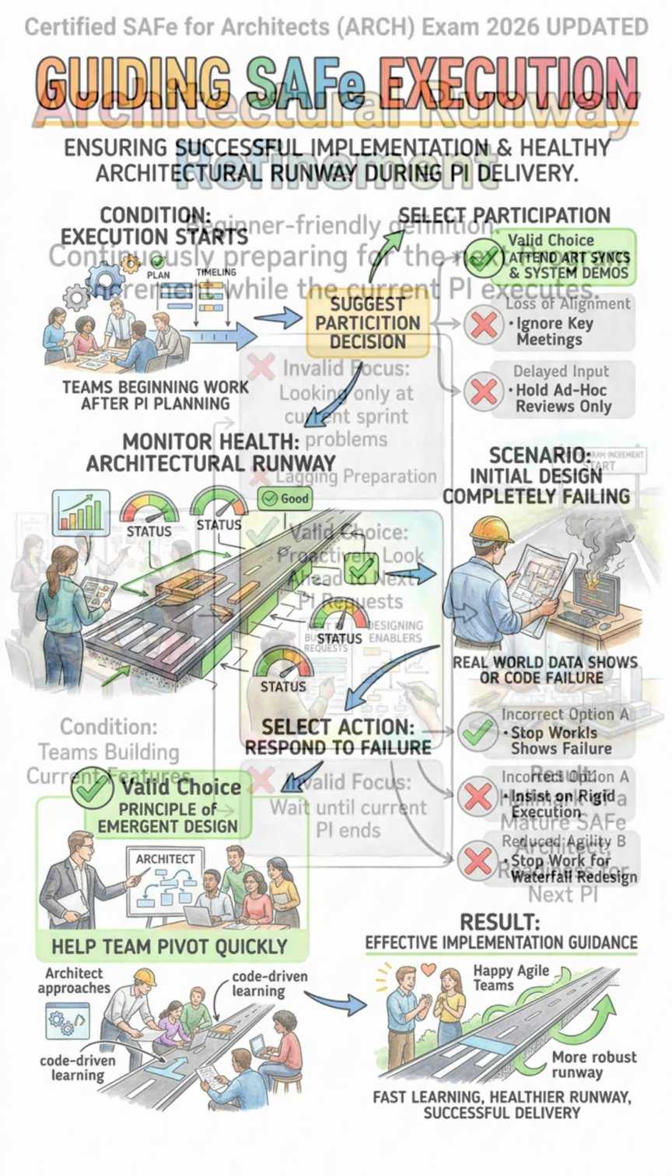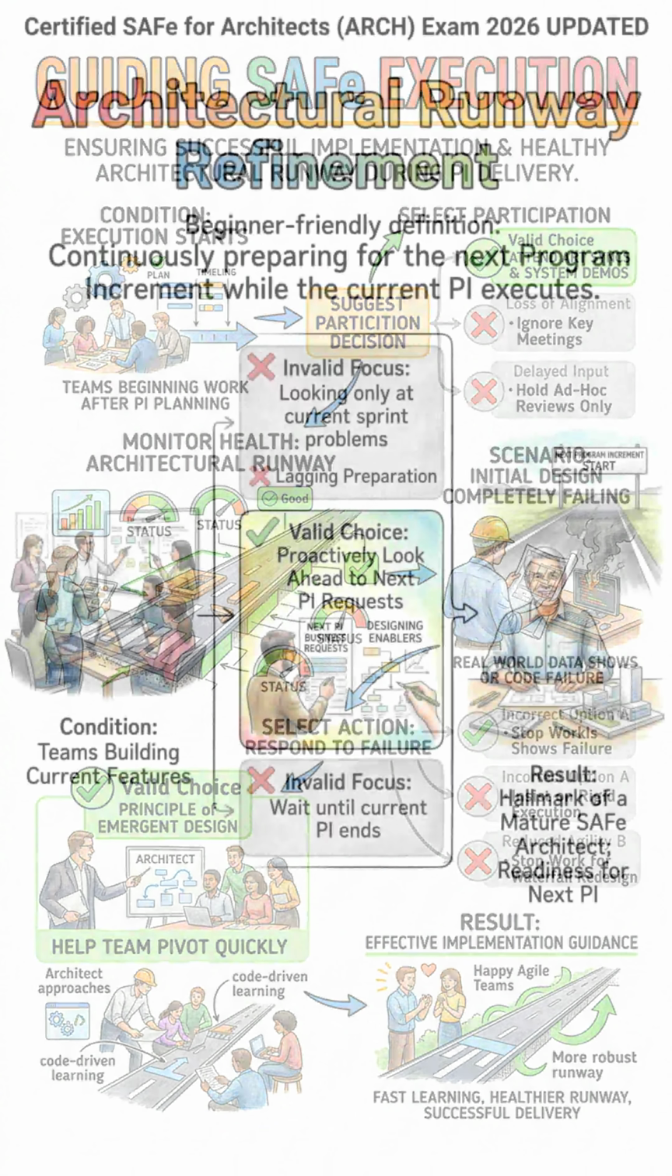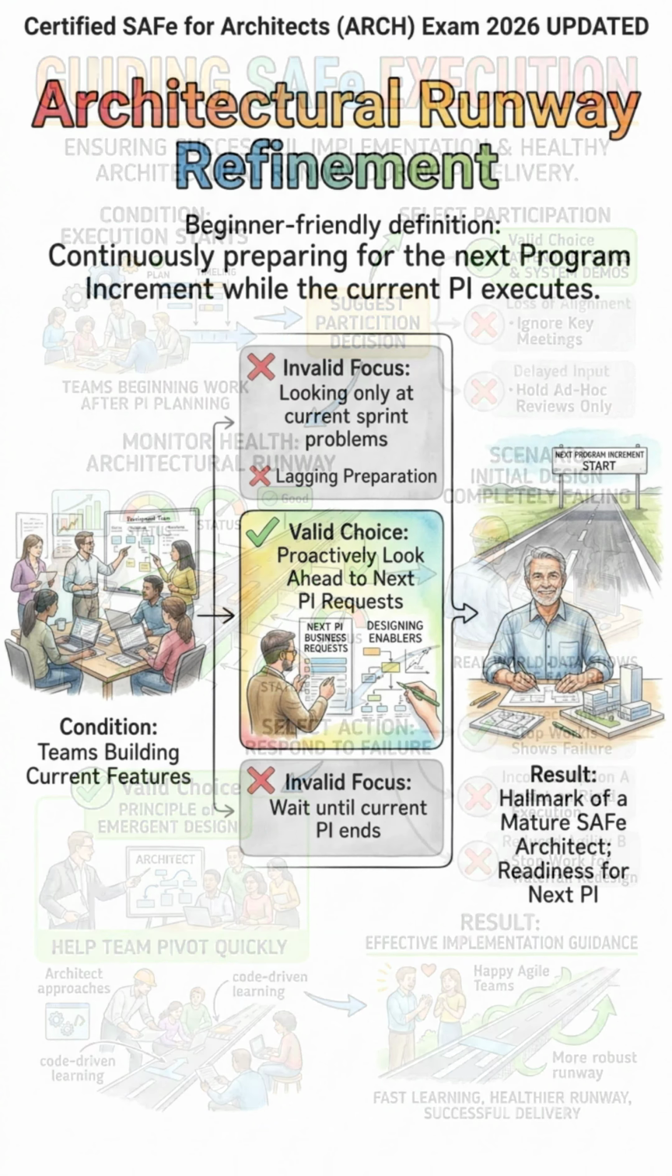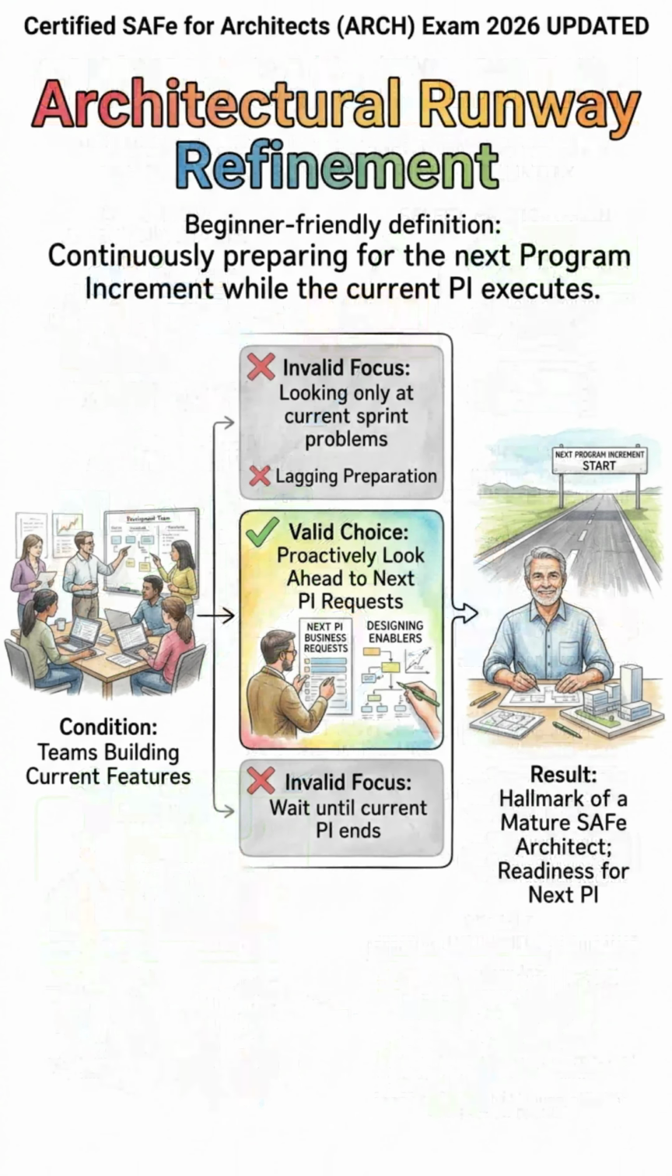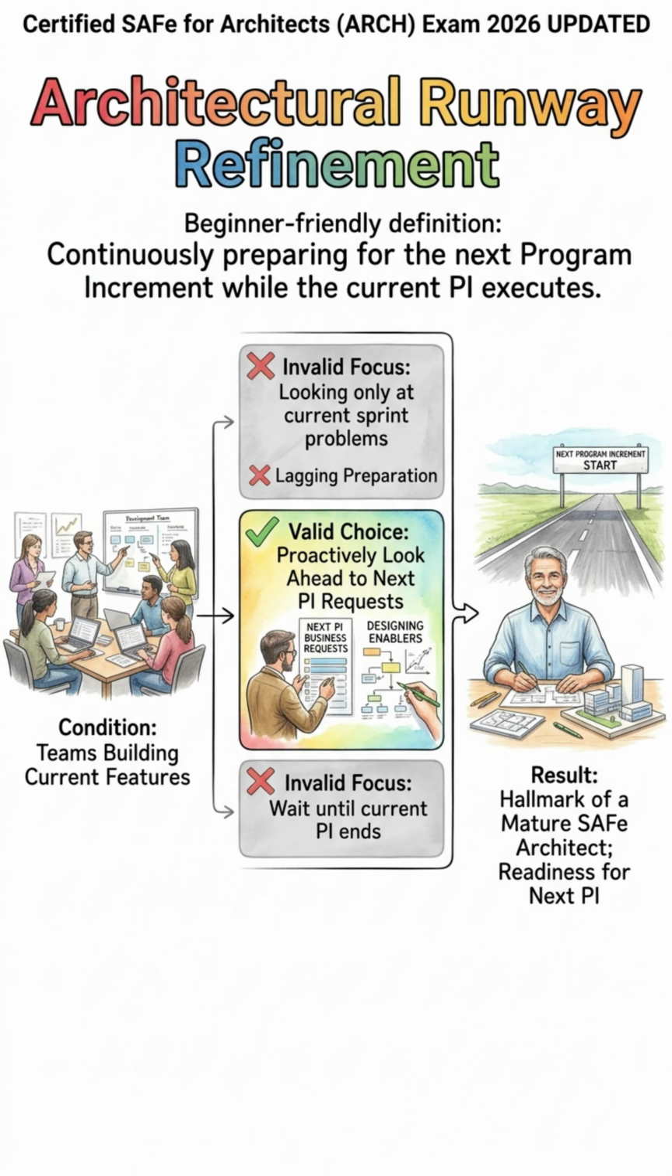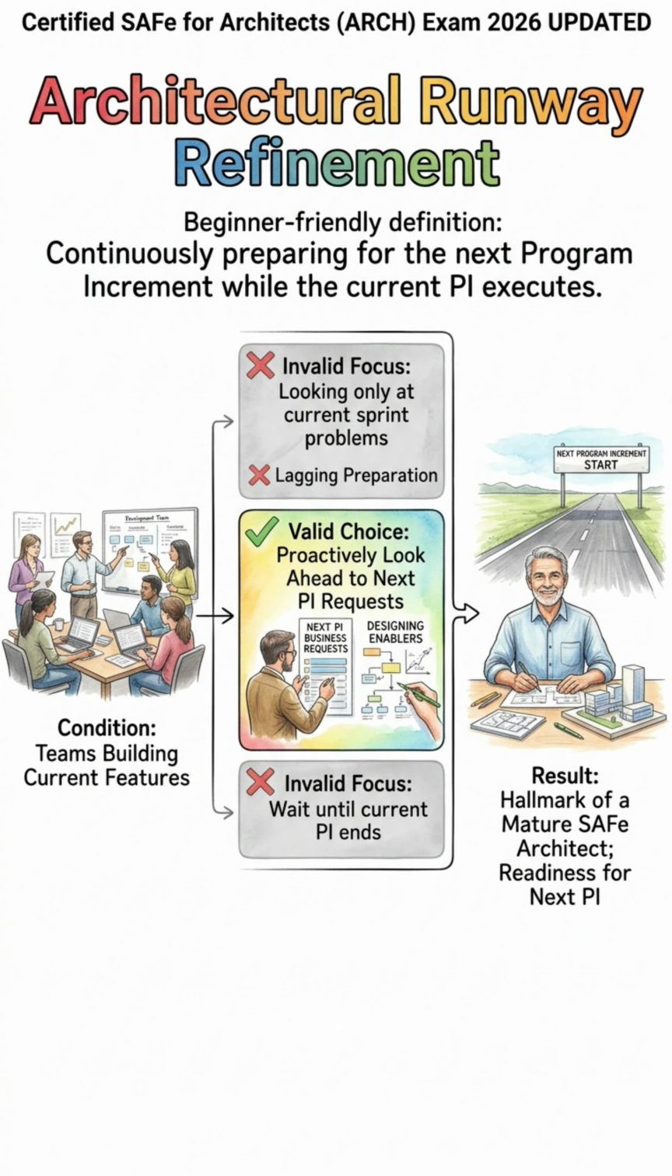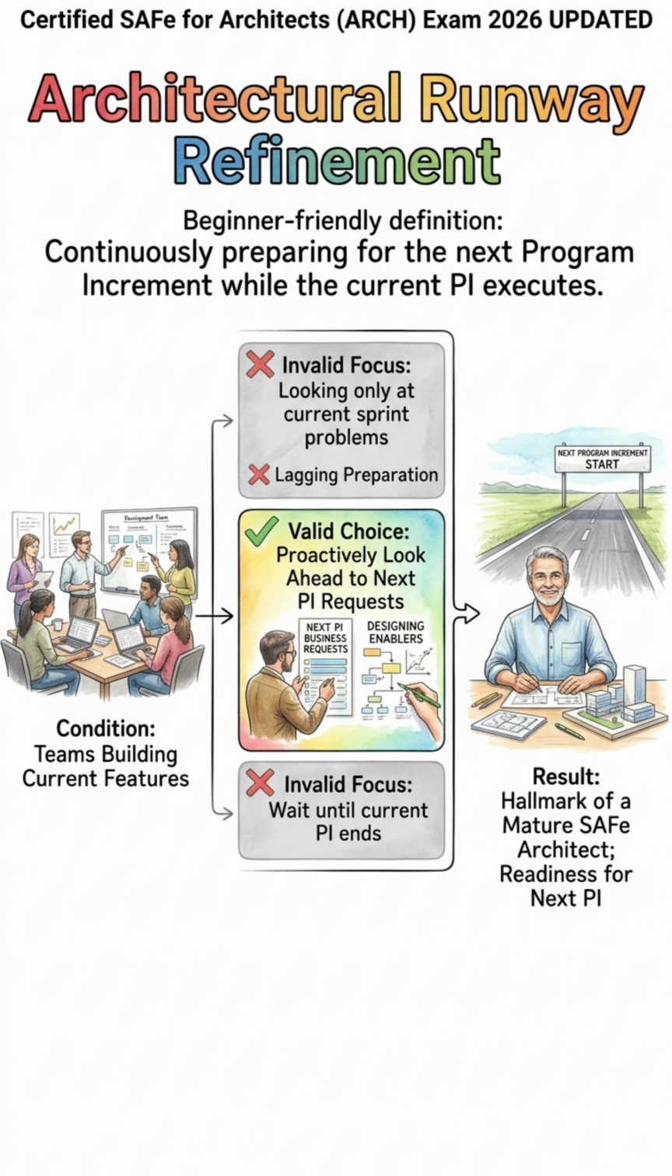During execution, you will also continuously refine the architectural runway for the next program increment. This means the cycle of preparation never truly stops. While the teams are building the current features, you're already looking ahead, analyzing the next batch of business requests and designing the enablers needed to support them. This continuous forward-looking mindset is a hallmark of a mature SAFe architect.